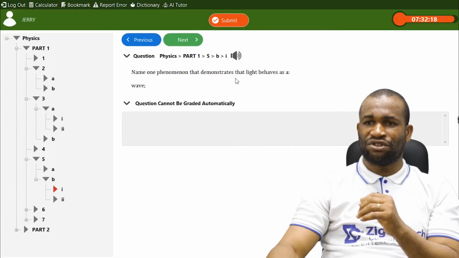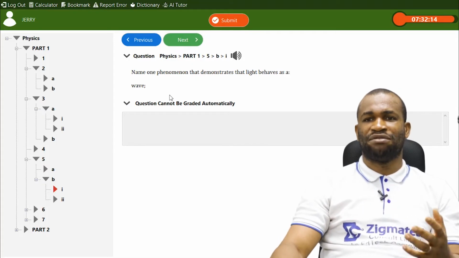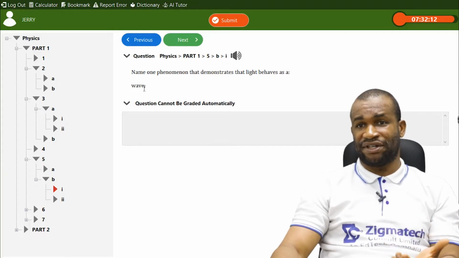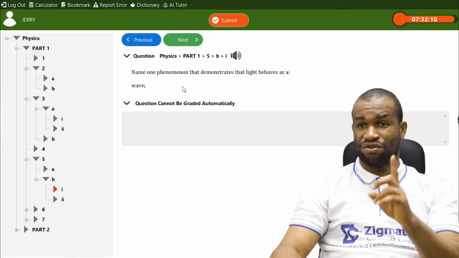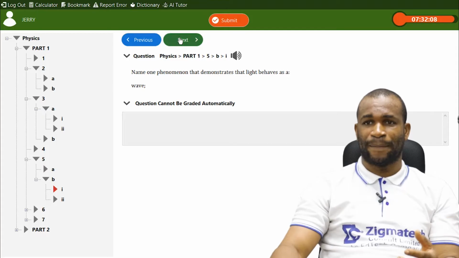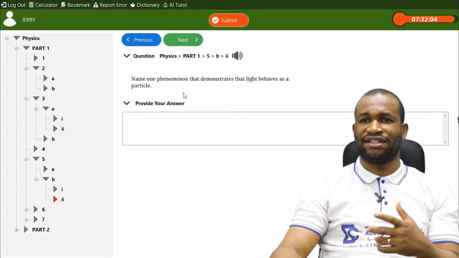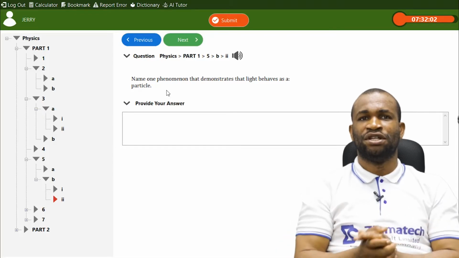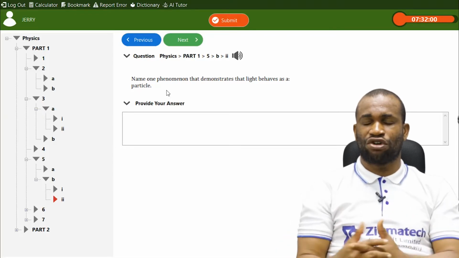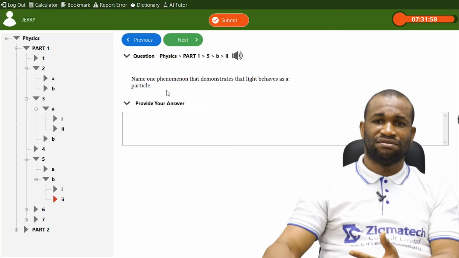Name one phenomenon that demonstrates that light behaves as a wave. I can say diffraction or interference. It can be reflection or refraction. So one of them is there. And then name one phenomenon that demonstrates that light behaves as a particle. As a particle, it can be the photoelectric effect. It can be the Compton effect as well.